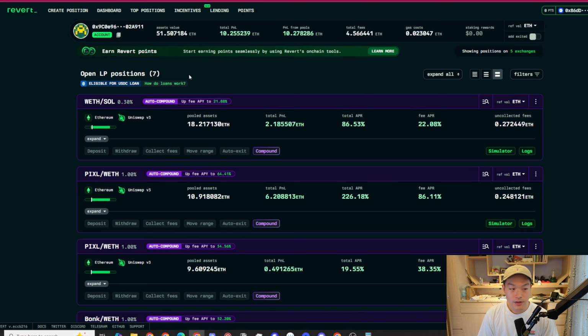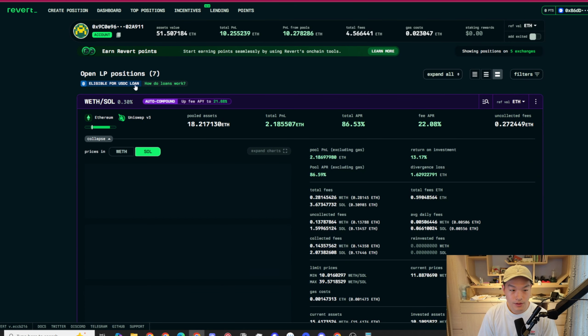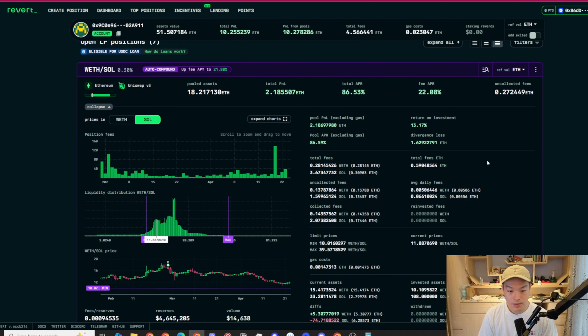If we click back to Revert Finance here, you can see this position is in nice profit because of what I just talked about. You can see roughly 1.63 ETH worth of profit is from the divergence loss. So this divergence loss could be a good thing, right? If my goal is to accumulate more Ethereum. Pretty nice profit in this pool.